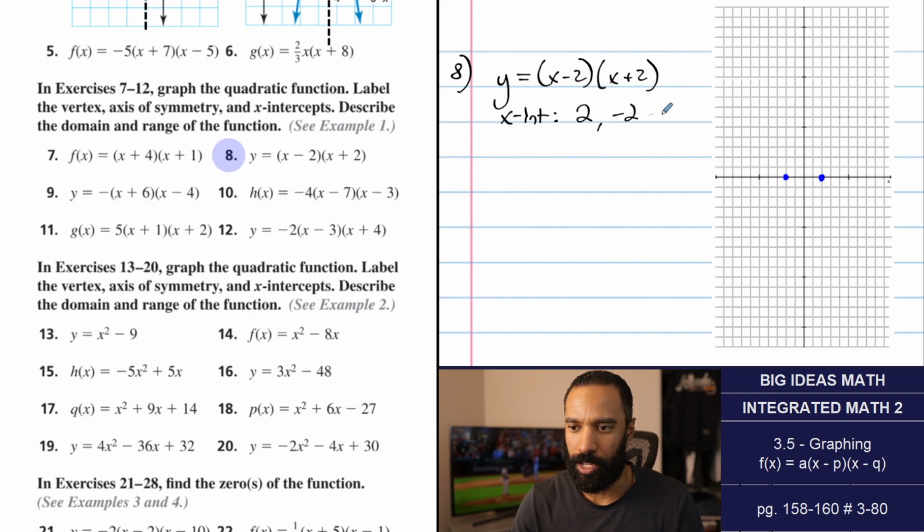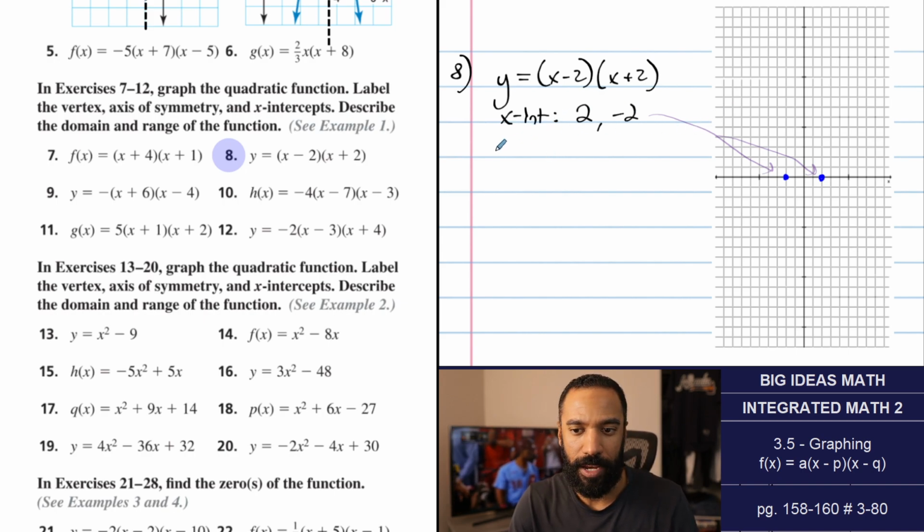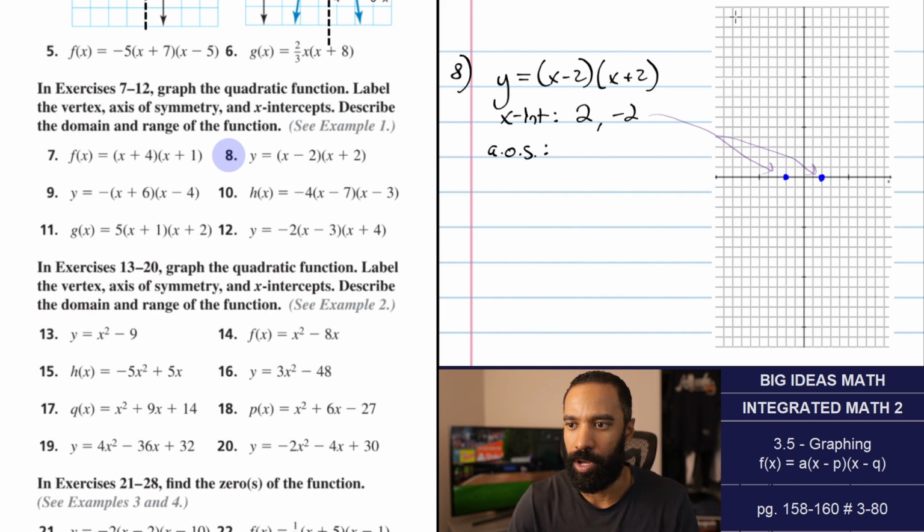I don't think I have a faster way to go about labeling these afterward. I don't know how I want to go about doing that. I'll probably save it at the end. Axis of symmetry should be right in between there. So axis of symmetry, literally between negative 2 and 2 is 0. So I'm going to go ahead and just draw that right there. It's x equals 0.